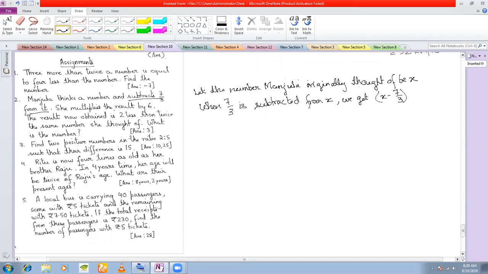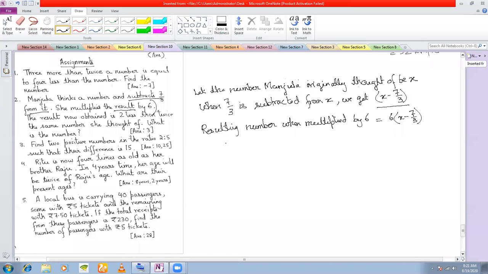She multiplies the result. What is the result here? The result we have got is x minus 7 by 3. She multiplies this result by 6. So the resulting number when multiplied by 6. What is it? 6 into the resulting number, which is x minus 7 by 3. Okay. She multiplies the result by 6. So we have covered till this part.